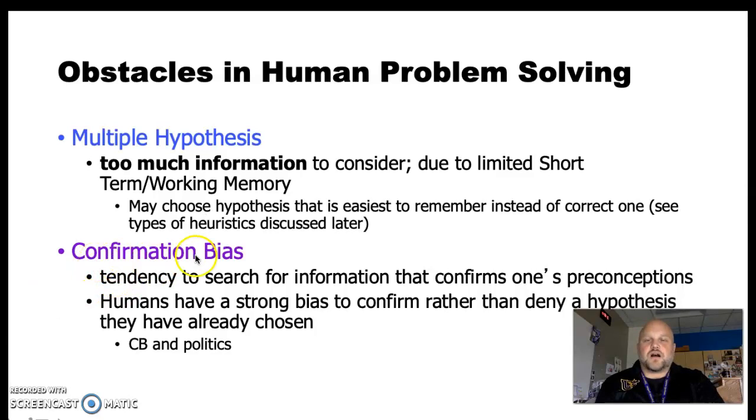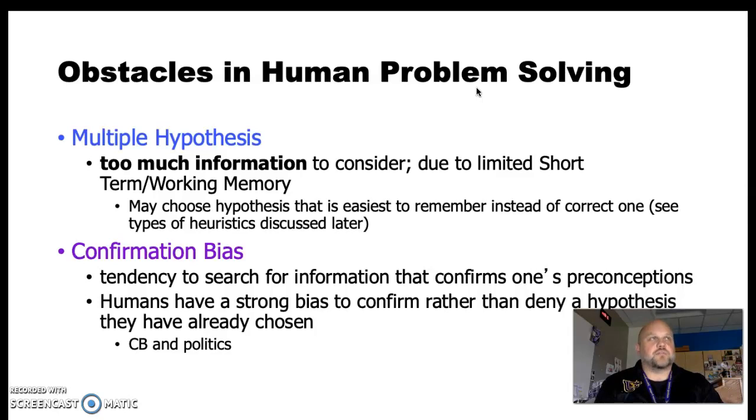The other one here, confirmation bias. With an election year coming up, there's so much going on that relates to a lot of these terms in this section. So confirmation bias, you probably see this. It's our human tendency to seek out information that confirms one's preconception.